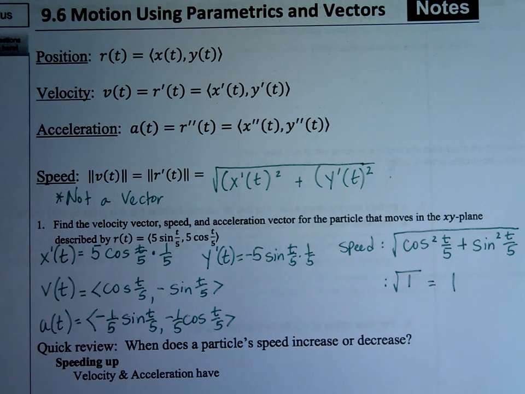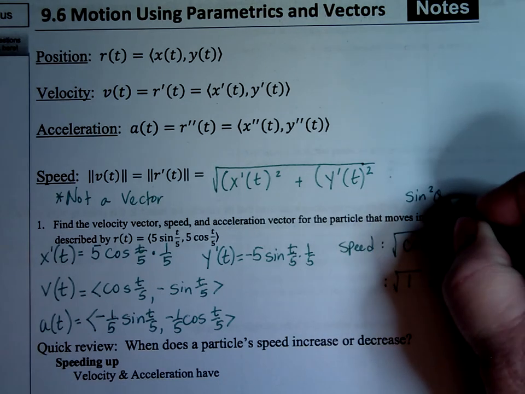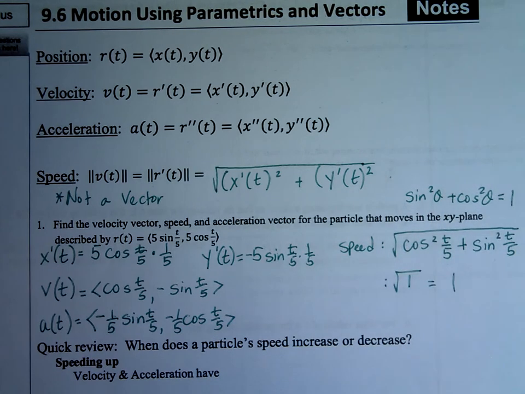So you've got to pull back that old Pythagorean identity and what you're basing it on. It says sine squared of theta plus cosine squared of theta, whatever that angle is, as long as they're the same, it's going to equal 1. So that was the identity that we used to be able to do that.